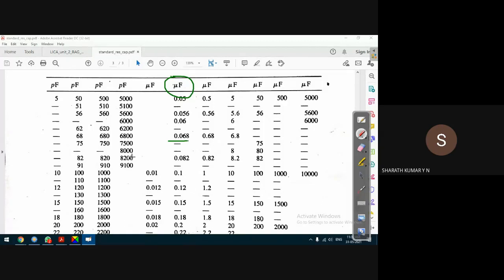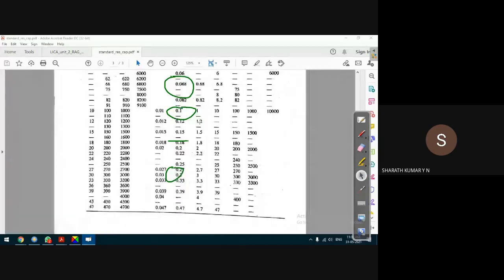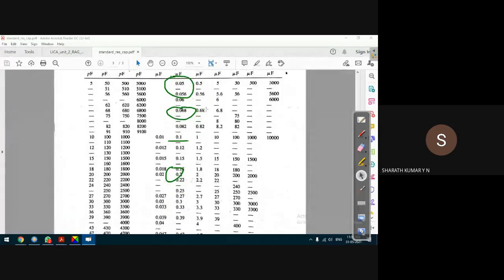See, the question is, we can select any value. There is 0.1 microfarad or 0.056. There are different options. But the selection depends on the knowledge that capacitance is a very huge element, and hence we have to select carefully. For example, if you see the capacitance range, guys, let me zoom out so that we can see.